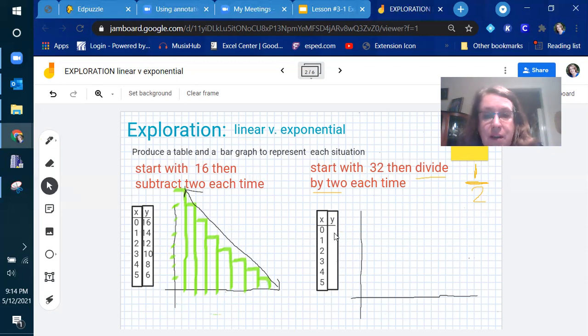So I'm going to start with my 32. Let's see if I get it here.